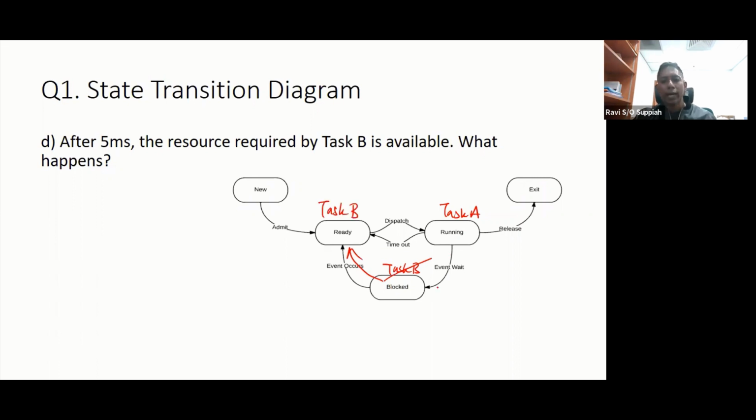Once I go over to the ready state, I will then invoke the scheduler again. The scheduler will look at task B, which is now in the ready queue, and since task B is higher priority than task A, it will transition task B to run. Task B will come here, and since task A was running at that time, it will be transitioned back to the ready queue over here. So task A will come here.